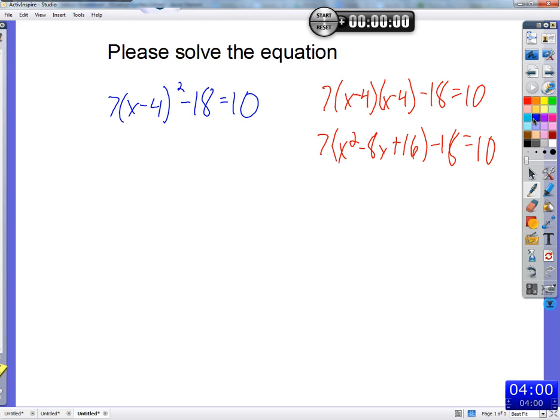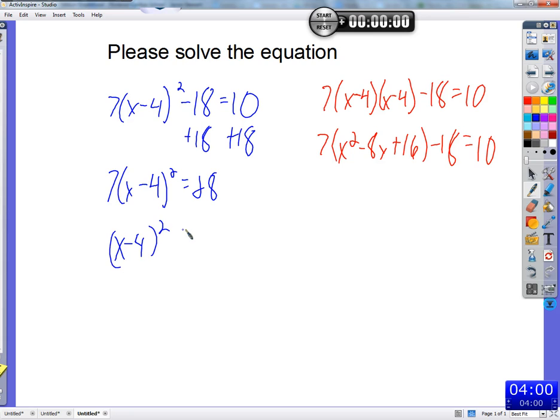I'll just put it to the room. Without having to do that, what's another idea that we could take advantage of? You could add the 18 to the 10. Uh-huh. 28, and then you would divide the 28 by 7. We just divide both sides by 7. Divide this by 7, you cancel out the 7. Divide this by 7, you get 4.